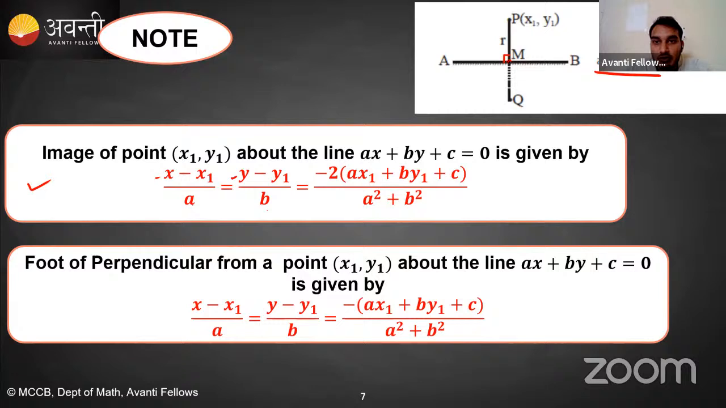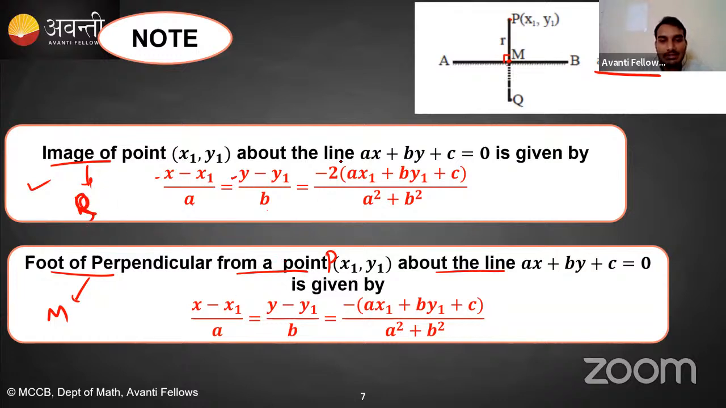And similarly, if you want the coordinates of point M, what is M? M is the foot of the perpendicular from point P, which is (x1, y1), on the line ax plus by plus c. Is this clear? So what is the foot of the perpendicular? Point M. What is the image? Point Q.